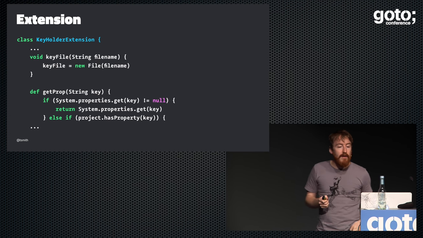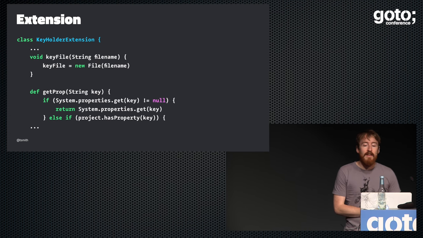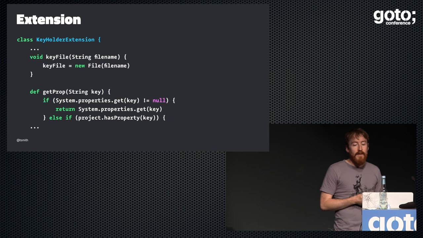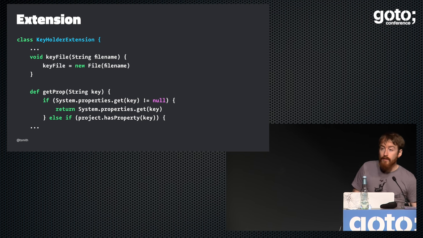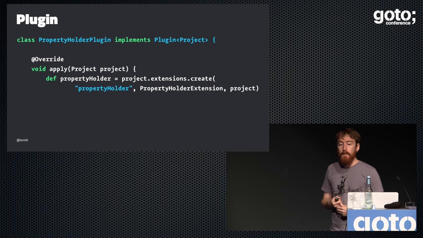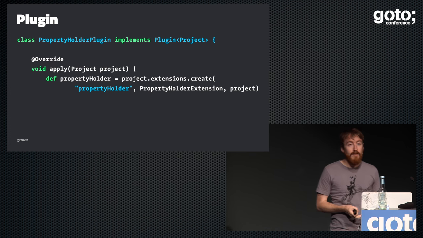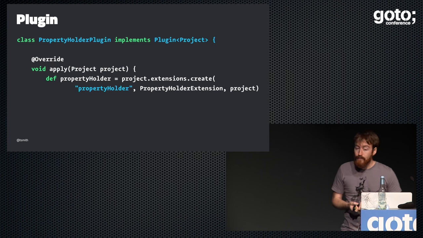To make it more idiomatic, we'll also provide the key file to shortcut assignment to file. You can add the getprop function here in the extensions, so the function can be available to any project that applies our plugin. And lastly, the plugin itself that will help us bind and integrate these components into our build lifecycle.